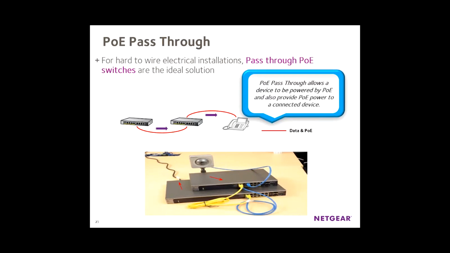As you can see in the image below, the switch on top is getting power from the switch on the bottom using these two Ethernet cables. And at the same time, it's able to power, for example, one camera. So that's what PoE pass-through does.